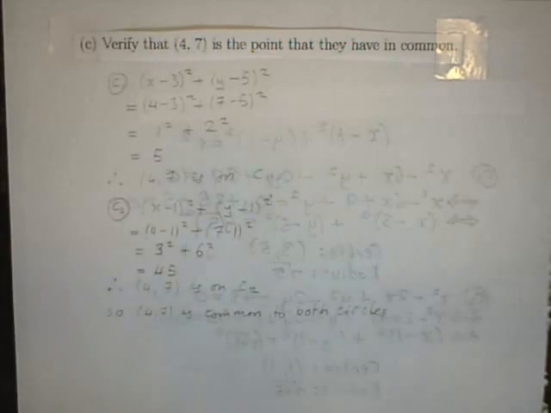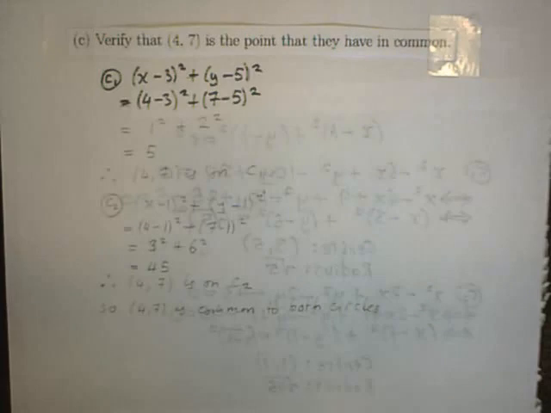Part C then is just to verify that this point is the point that they have in common. In other words, this is where the two circles intersect. And my hint is just to think about how you can verify if a point is on a circle. So all I'm going to do is verify that this point 4, 7 is actually on both circles.